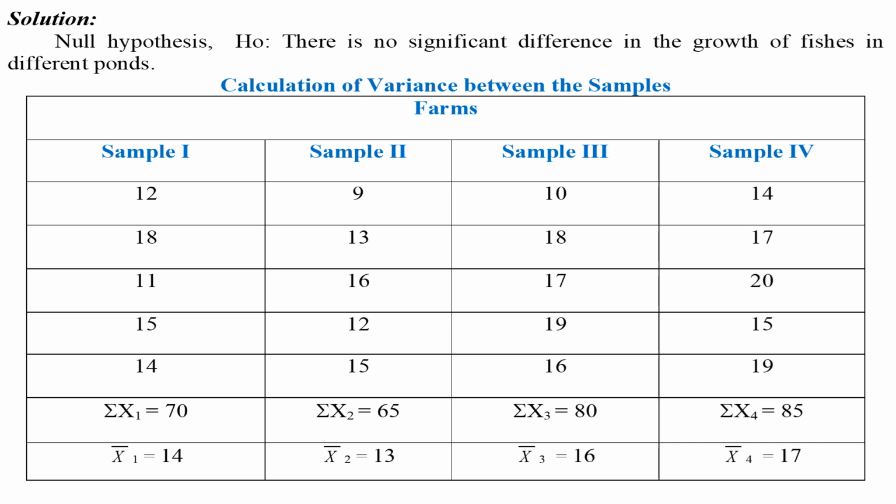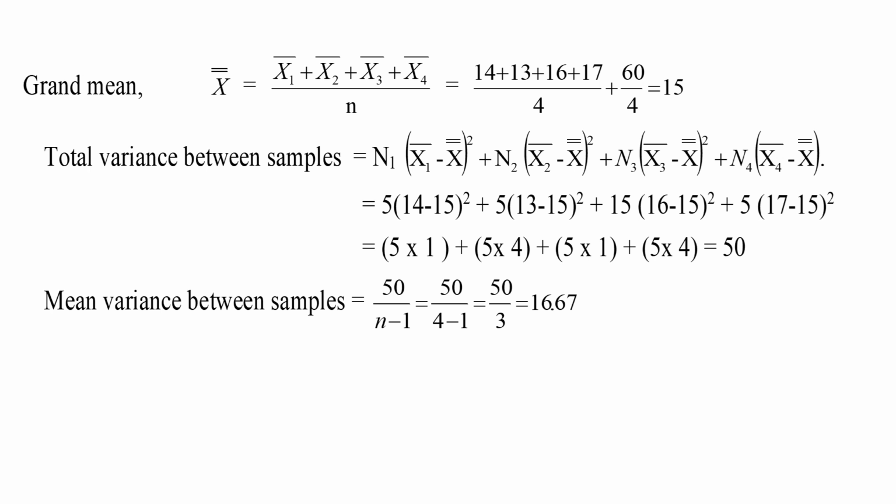Calculation of variance between the samples. A 4-column table should be prepared and values as given in the illustration should be recorded. Additionally, 2 rows should be prepared, and in the first one the sum of all the values of the column should be calculated and recorded. In the last row, the arithmetic mean of all the sums should be calculated. It is calculated by dividing the sum values by 5. Grand mean is the mean of means. It is calculated by dividing the sum of all the 4 means by 4. It is calculated as 15. Total variance between samples equals 50. Mean variance between samples equals 16.67.